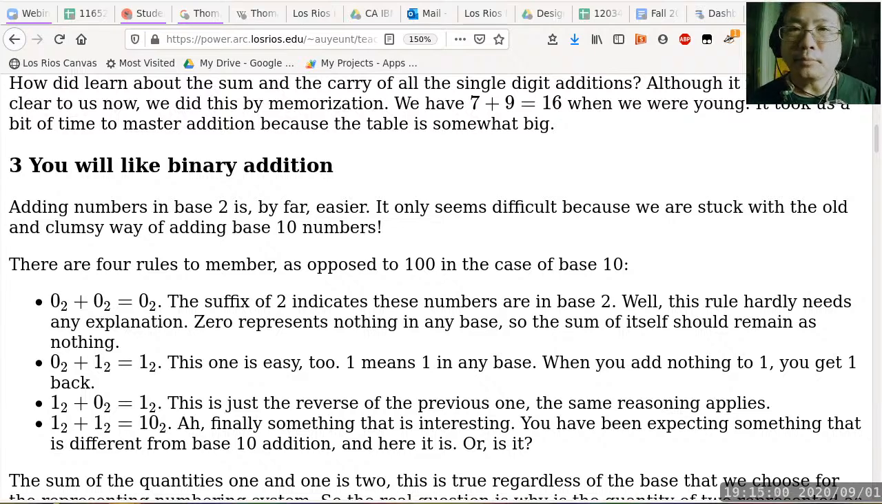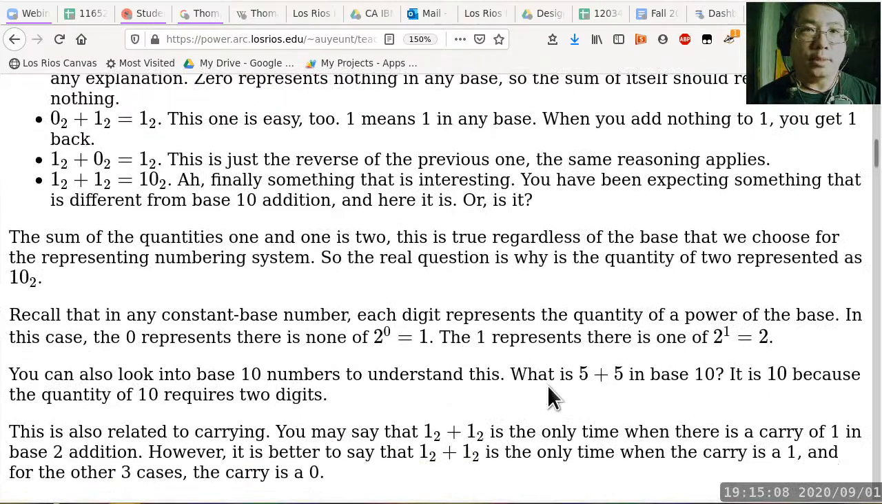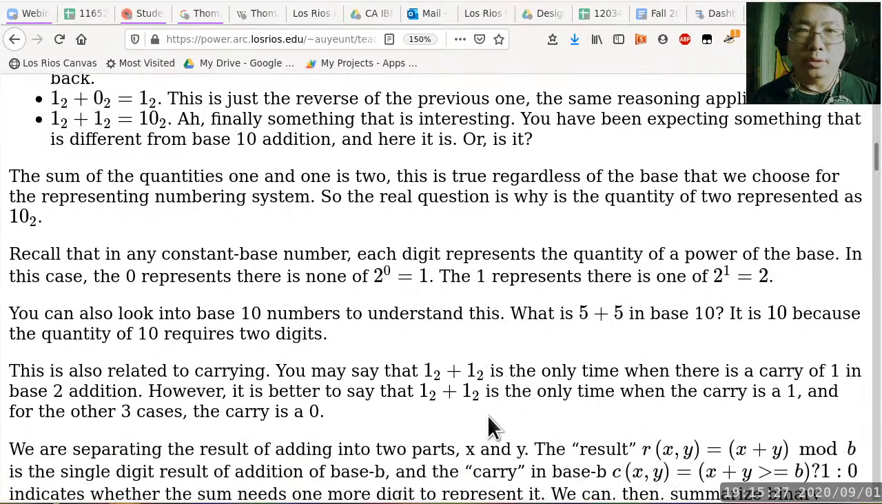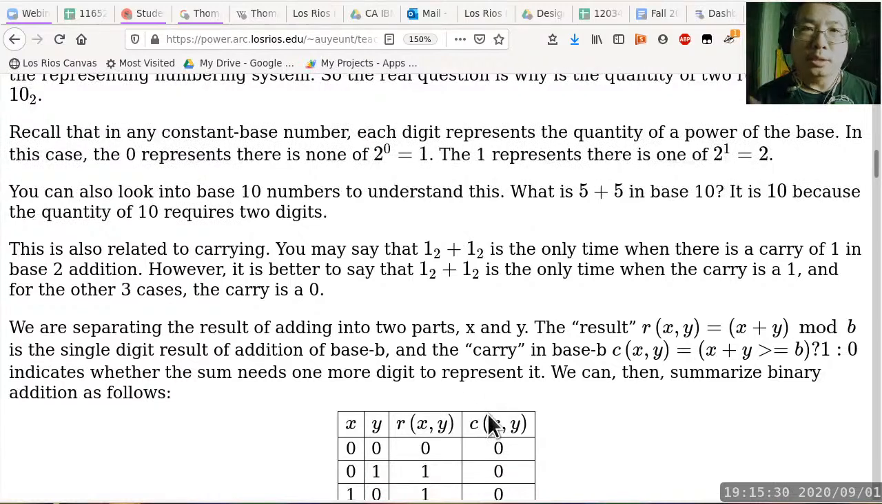All right, if there are no questions about why 1 plus 1 is 1, 0 in base 2, then we are going to talk about some symbols. Everything up to here is really just explaining why 1 plus 1 is 1, 0 in base 2. So what we'll do at this point is take a slightly different look. We'll separate the result of an addition into 2 parts. We are talking about this section here, where we are separating the result of adding single digits into 2 different parts.